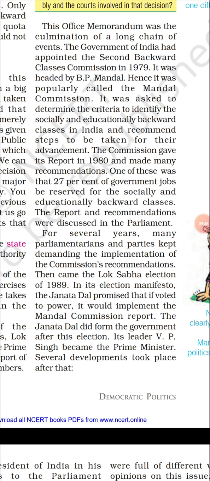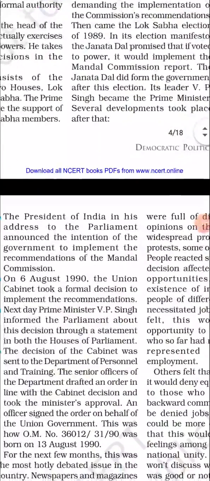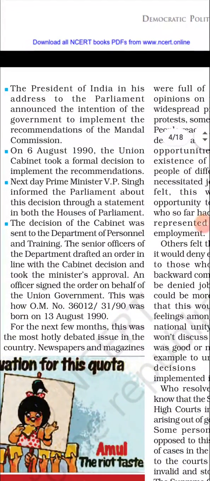When he became the prime minister, he took many initiatives in order to have development in India, and one of the important decisions he took was on the Mandal Commission. The Mandal Commission will be implemented. The President of India, in his address to the Parliament, announced the intention of the government to implement the recommendation of the Mandal Commission. On 6th August 1990, the Union Cabinet took a formal decision to implement the recommendation. Next day, Prime Minister V.P. Singh informed the Parliament about this decision through a statement in both the houses of the Parliament.